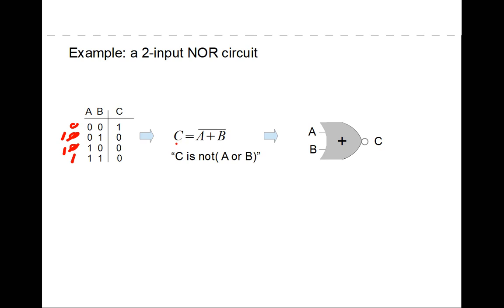So we would write this using Boolean algebra as the output is equal to input A or input B, and we put the overbar on it. It reads C is not A or B. We would draw this as basically an OR gate with a little circle on the end of it to determine the output.